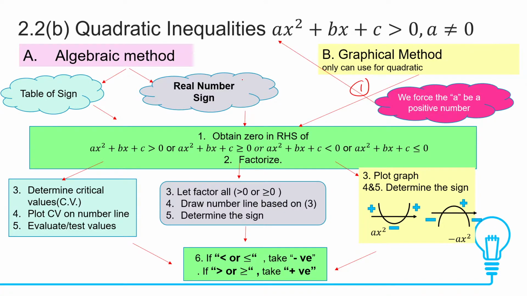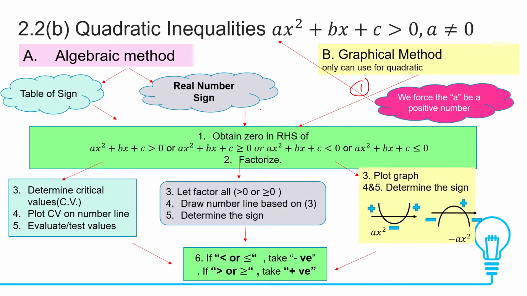Okay, now the one you learned during your SPM is called the graphical method. It can only be used for quadratics. And what are the other 2 methods that you newly learn here? The first one is called table of sign, and the second one is called real number sign. Okay, these 3 methods.